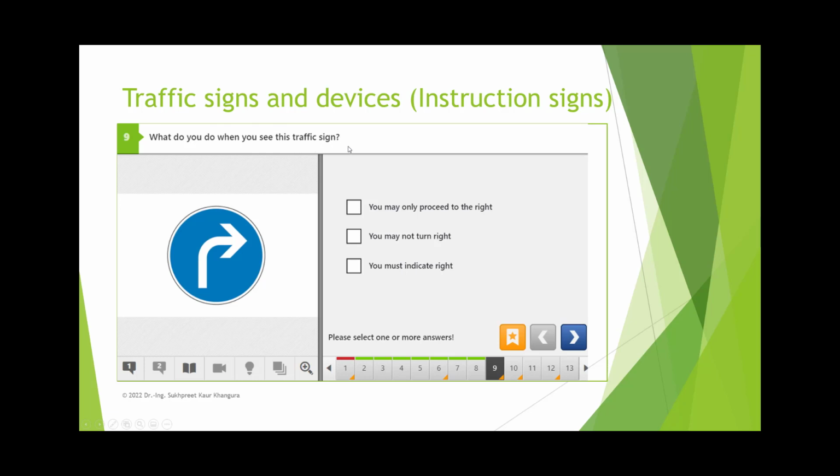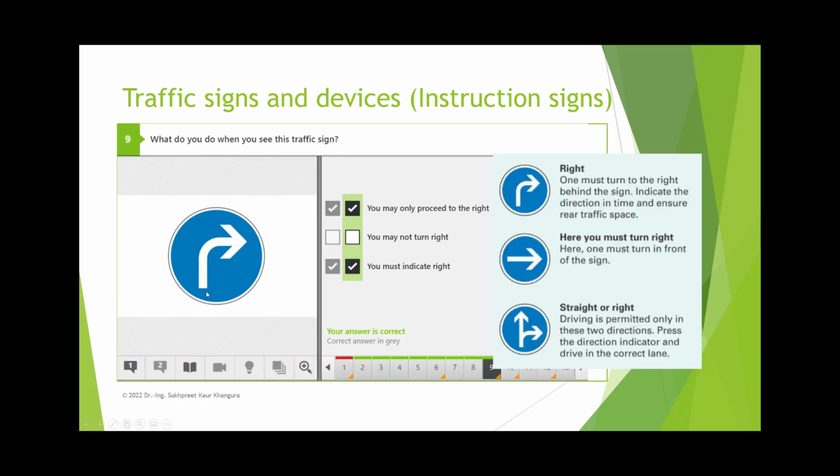What do you do when you see this traffic sign? You may only proceed to the right, yes. You must indicate right, yes. You may not turn right, this is wrong. So as I mentioned before also, whenever you see these arrows, you have to indicate, and then in which direction you can move, it is always shown by the arrowhead. In this case, it is towards the right. So you may only proceed to the right and you must indicate right are the correct options.